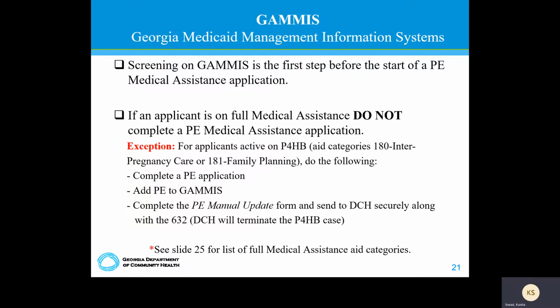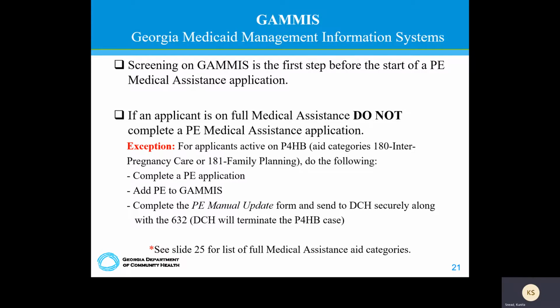Okay, so the first thing, remember I said earlier, before you do anything or make a PE application on anybody, you're going to make an eligibility check or screen that particular individual in GAMIS to see if they are currently active on Medicaid or not. Based off of what GAMIS tells you, that will let you know if you're able to do a PE application on them or what direction you would need to go.